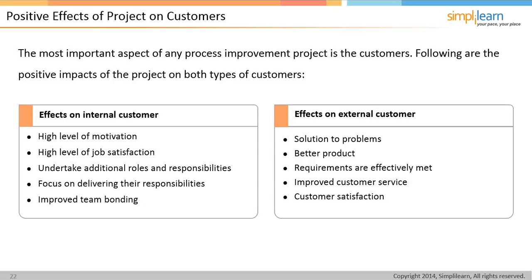Most important aspect of any process improvement is the customer. So some of the positive impacts of the project on both types of customers, we have things like, for an internal customer, high levels of motivation, high level of job satisfaction, undertaking additional roles and responsibilities, focusing on delivering their responsibilities, improved team bonding. People are excited to go to work. You can see it. People seem happier, they're smiling more, there's lots of camaraderie.